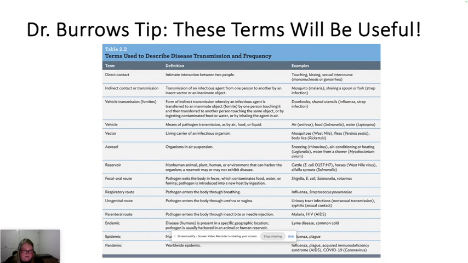These last three we'll talk more at the end of this section about what they exactly mean. These are all terms that we've heard quite a bit in the last 4 years. So we'll need to be able to tell the difference between an endemic, an epidemic, and a pandemic.